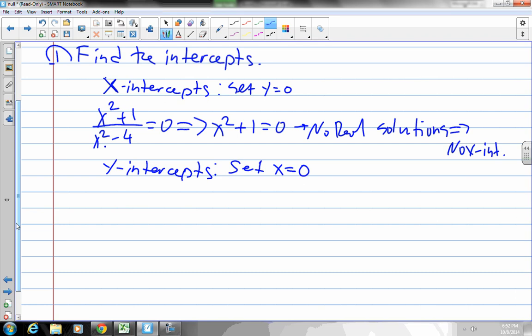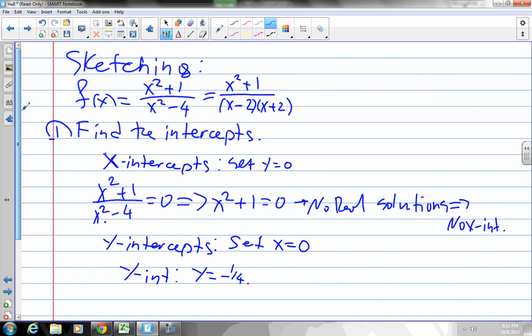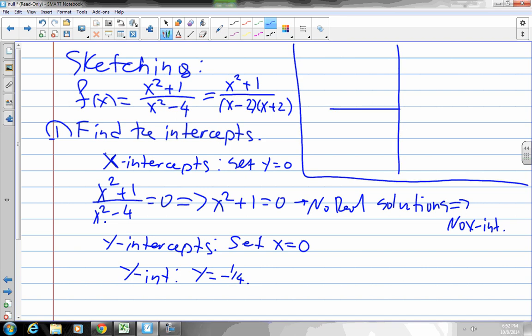So the y-intercept is y equals negative 1/4. Okay, so we have this much. I can start graphing this function. So no x-intercept, a little tiny y-intercept of negative 1/4. So the function goes through that point. Okay? So that's the first step, to find intercepts.